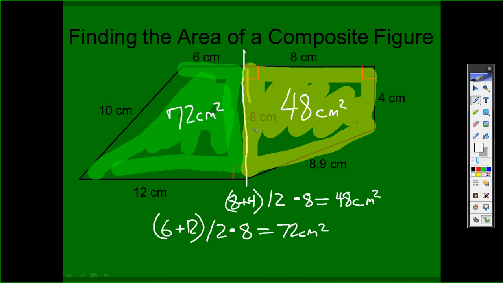Now, if I want the area of this whole shape, I must find the sum of these two. So I take this 72, put it with that 48, that's 120. So you can see I just split into two shapes, found the area of each, and then I put them back together.